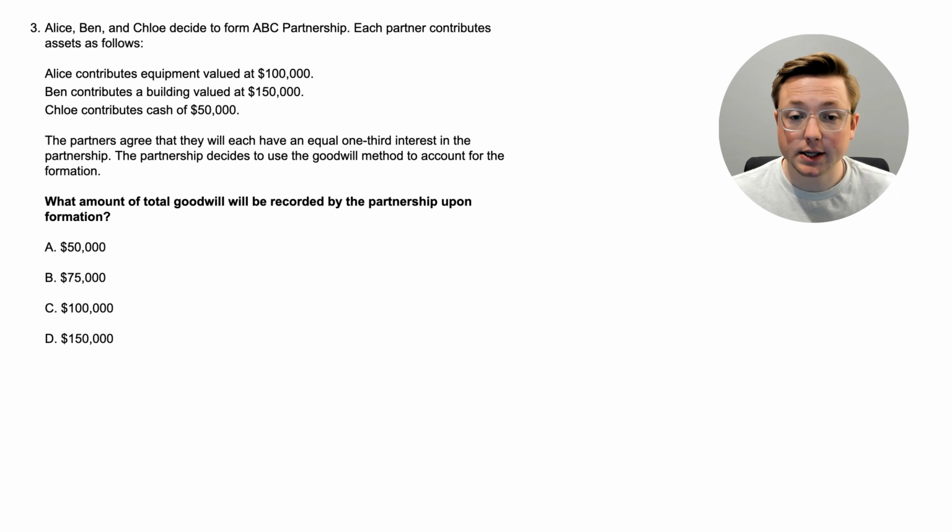Alice, Ben, and Chloe decide to form ABC Partnership. Each partner contributes assets as follows. Alice contributes equipment valued at $100,000. Ben contributes a building valued at $150,000. Chloe contributes cash of $50,000. The partners agree that they will each have an equal 1/3 interest in the partnership. The partnership decides to use the Goodwill method to account for the formation. So we're using the Goodwill method.